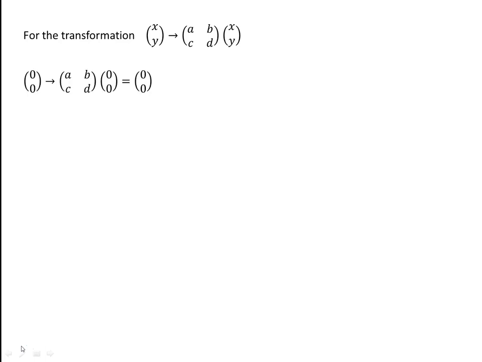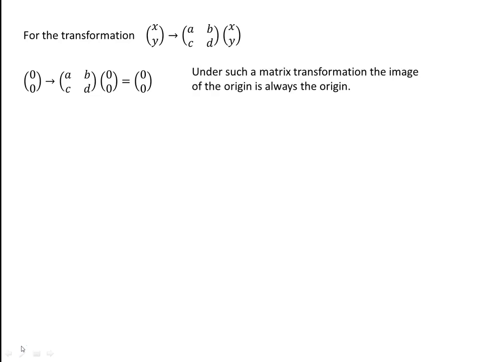then first of all the point 0, 0 will be taken to the point ABCD times 0, 0, which just gives me a times 0 plus b times 0, which is 0, together with c times 0 plus d times 0, which is 0. So we can say that under such a matrix transformation, the image of the origin is always going to be the origin.